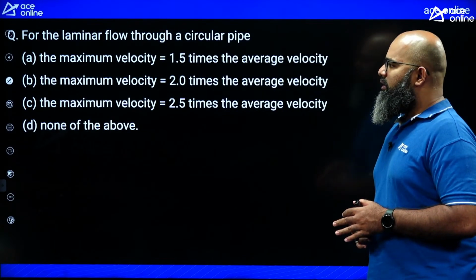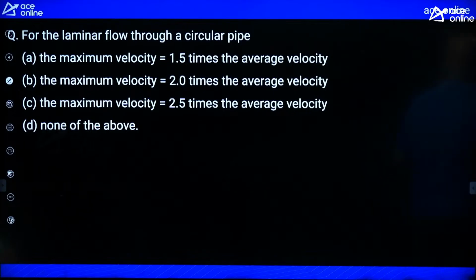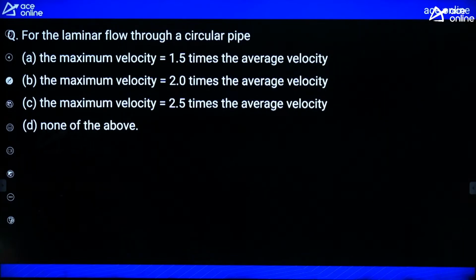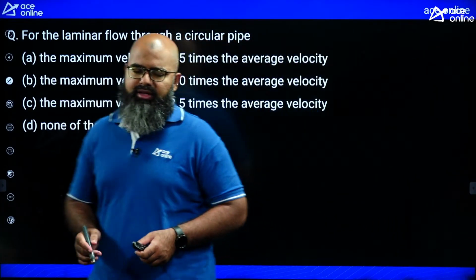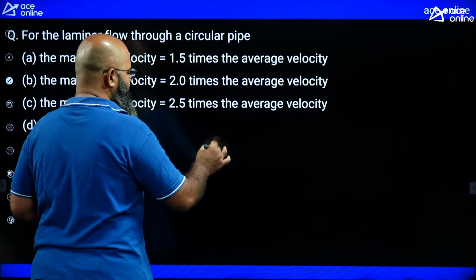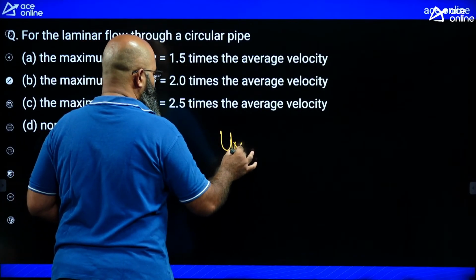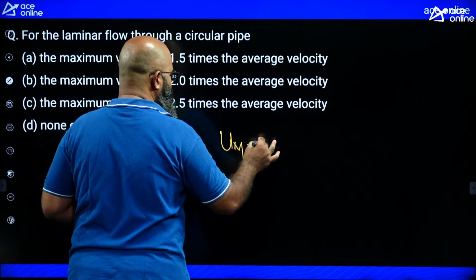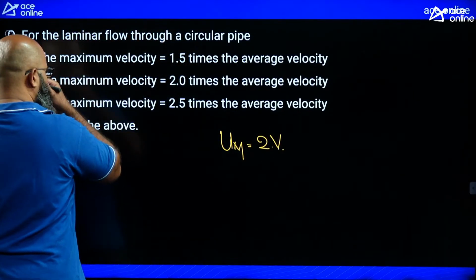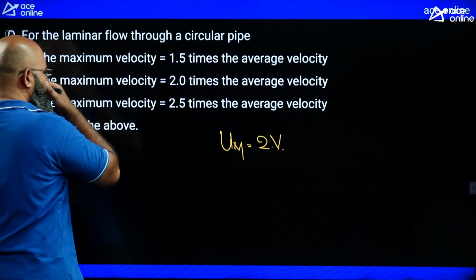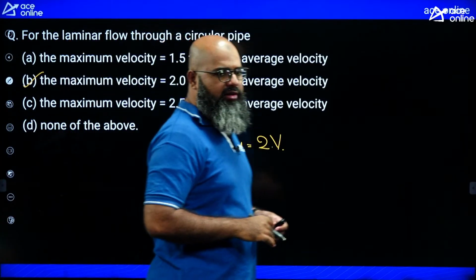Moving further, look at this question, very commonly asked in almost every examination. The question is saying, for the laminar flow through a circular pipe, what is the value of maximum velocity in terms of average velocity? You see, a very standard result is there. The value of u maximum is equal to how much? 2 times the average velocity of flow. So the correct answer over here is option B, 2 times the average velocity of the flow.